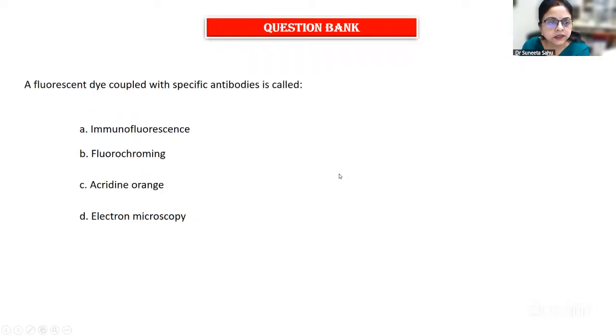The second question is: a fluorescent dye coupled with specific antibodies is called immunofluorescence, fluorochromic, acridine orange, or electron microscopy. So that is the second question. I repeat it. A fluorescent dye coupled with specific antibodies is called immunofluorescence, fluorochromic, acridine orange, or electron microscopy. Please write the answer in the chat box.